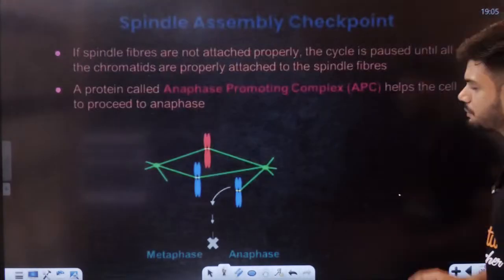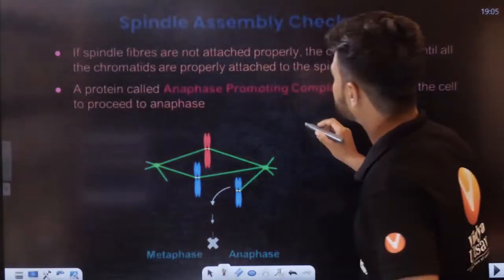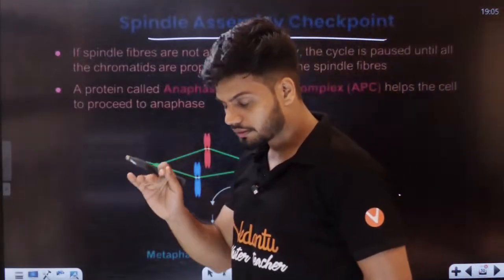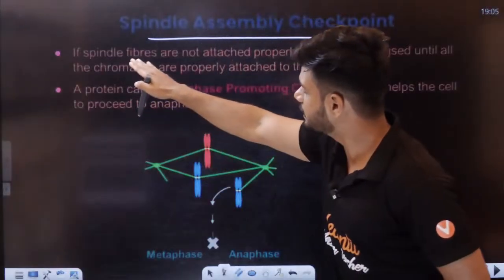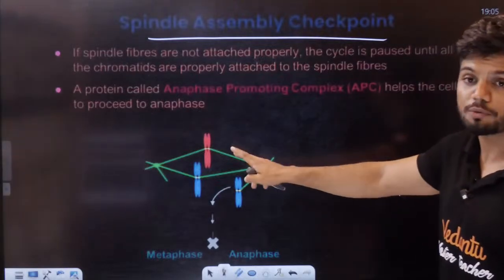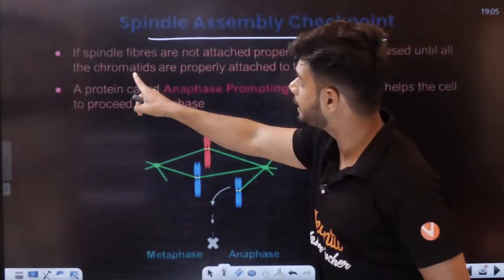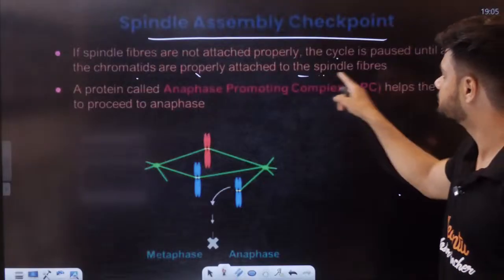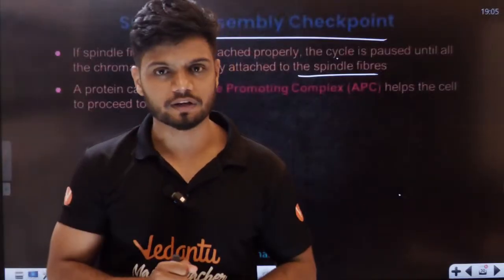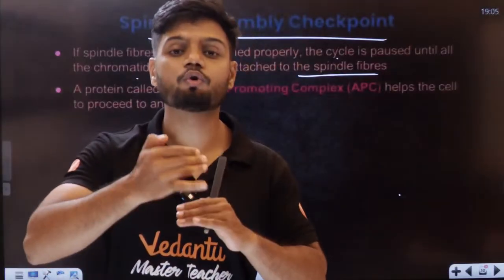Now students, there is one more concept which I always teach: there is a checkpoint. There is something called the spindle assembly checkpoint. Let me just read for you. If spindle fibers are not attached properly during metaphase, the cycle is paused until all the chromatids are properly attached to a spindle fiber. Sometimes in nature, spindle fibers do not attach to the kinetochore very well. So until the attachment of the spindle fiber happens, the cycle will not go further.